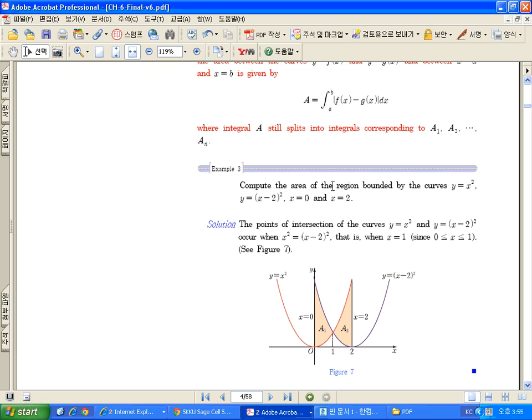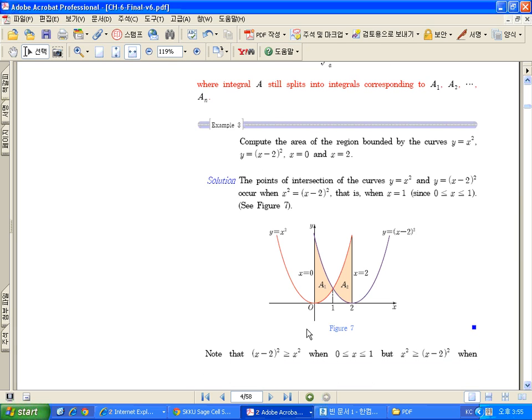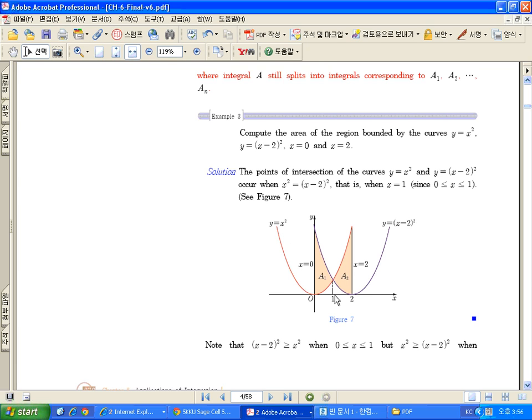Compute the area of the region bounded by the curves y = x² and y = (x − 2)² from 0 to 1. As you see, those two graphs can be drawn in this way. So what you are looking for is this area A1 and this area A2. You have to add those two areas.